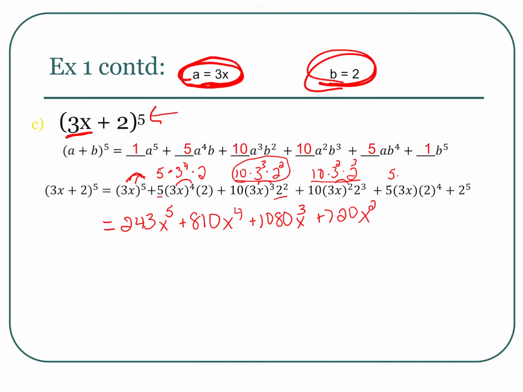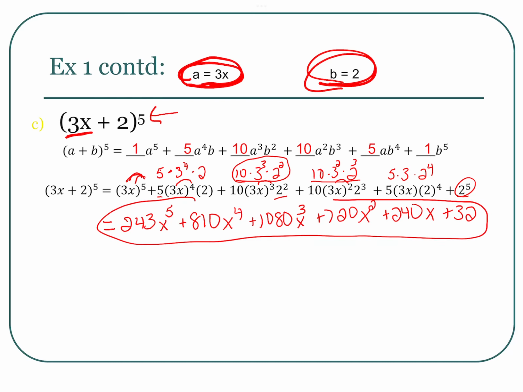This one, I have 5 times the 3 times 2 to the 4th. So if we multiply all that out, I would get 240x. And then plus 2 to the 5th is 32. So this would be our answer. Okay, so that's expanding. You're going to have some of those on your homework. That's a large portion of your homework, is that expanding.